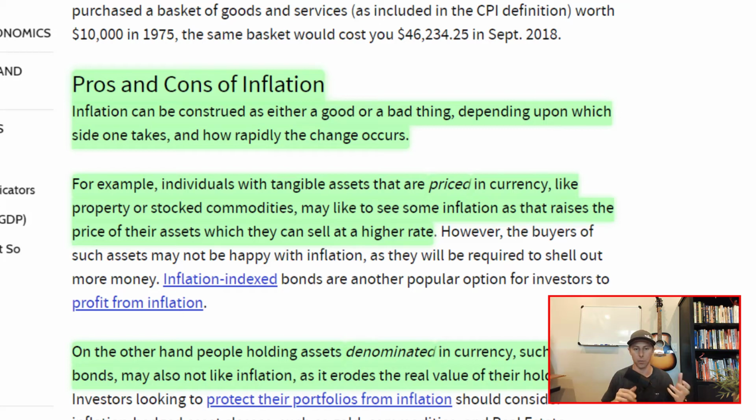For example, individuals with tangible assets that are priced in currency, like property, stocks, commodities, may like to see some inflation as that raises the price of their assets, which they can sell at a higher rate down the road. On the other hand, people holding assets denominated in currency, such as cash or bonds, may not like inflation as it erodes the value of their holdings over time.